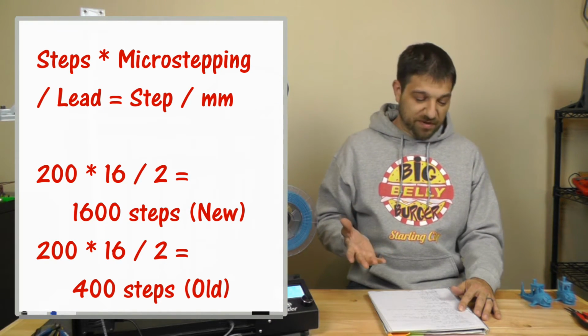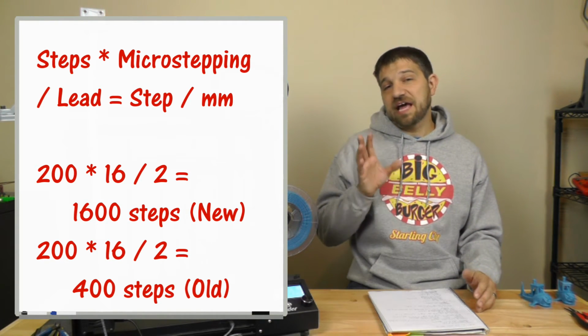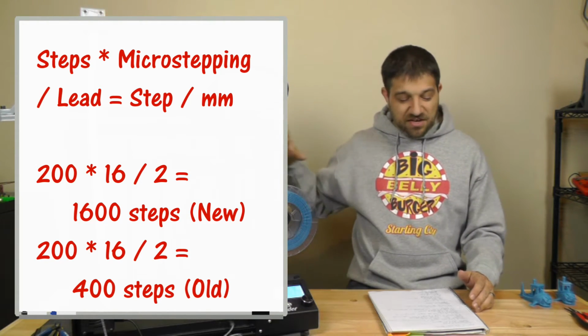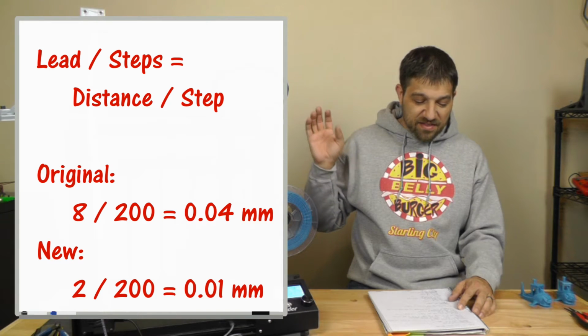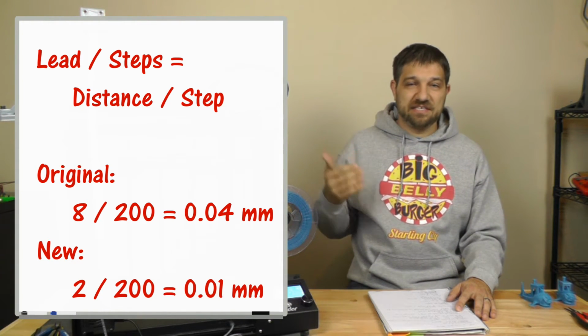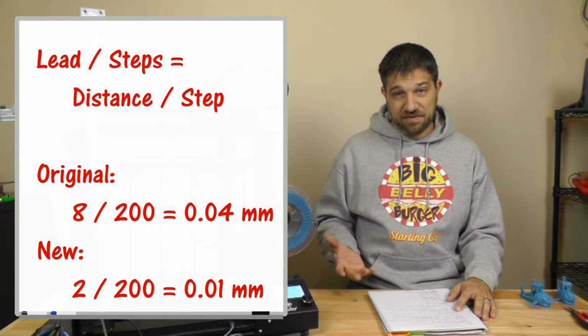That's our new steps per millimeter. So what does that mean for accuracy? What I mentioned before is now we're going to have a more accurate printer. If you do some other math, you're going to find out that we have gone from what previously was a 0.04 accuracy to a 0.01 millimeter accuracy.